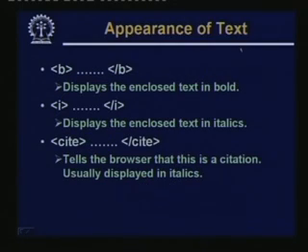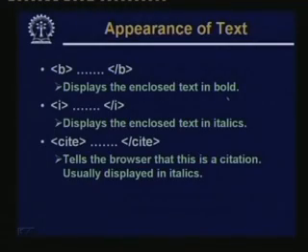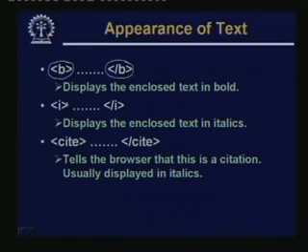Now, with respect to the appearance of text, there are some tags. When you want to display a text in the bold font, you can use the B tag, begin B, end B. So, everything which is there between the begin B and the end B will get displayed in bold font. Similarly, you can display in italics, italics is I, begin I, end I.